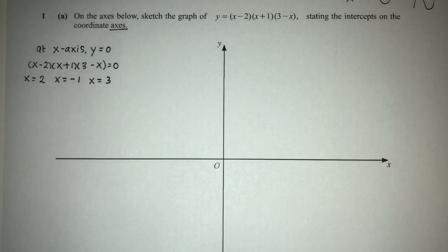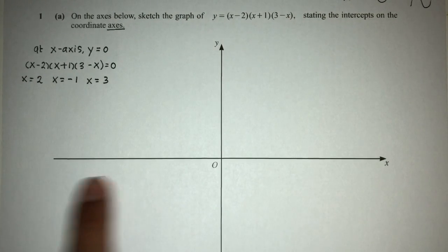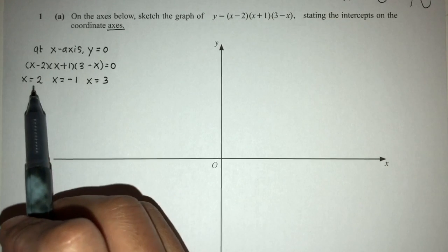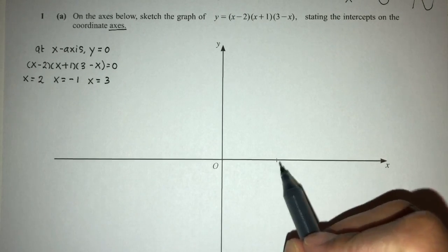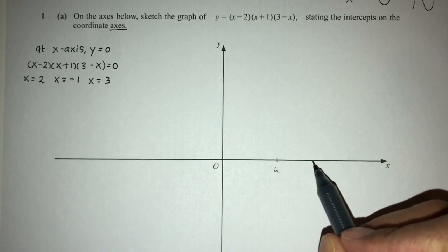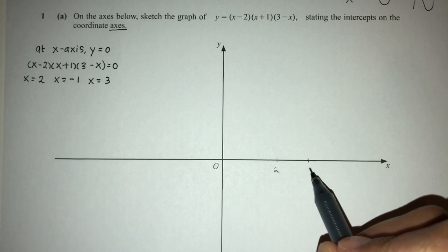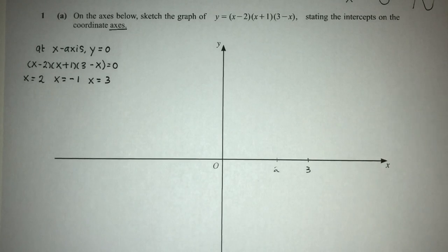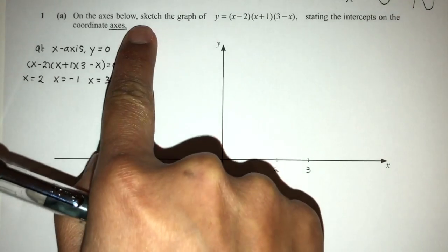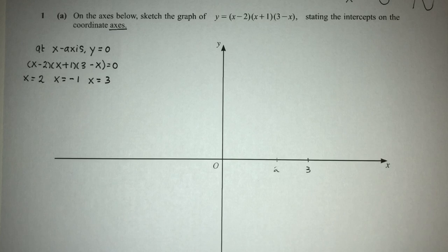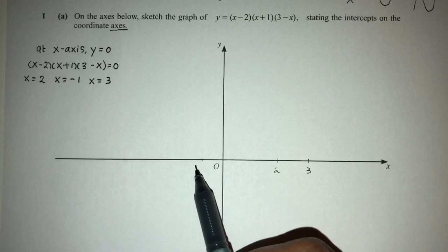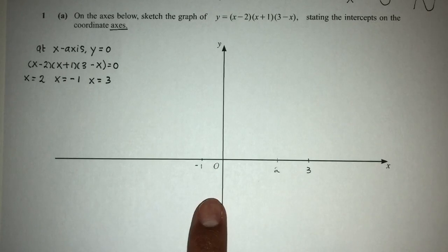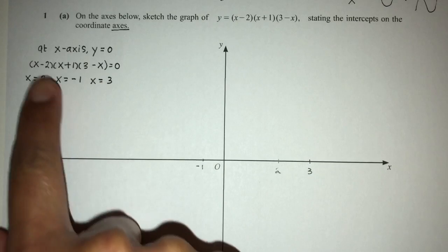So now let's mark those x's on the x-axis. So x2, let's say x2 should be somewhere here. x3 should be somewhere, let's say here. Okay, it doesn't need to be exact because it is only a sketch. Sketch is not draw. Sketch doesn't need to be exact. Now minus 1 should be somewhere, let's say about here. Okay, so that is for the x-axis.